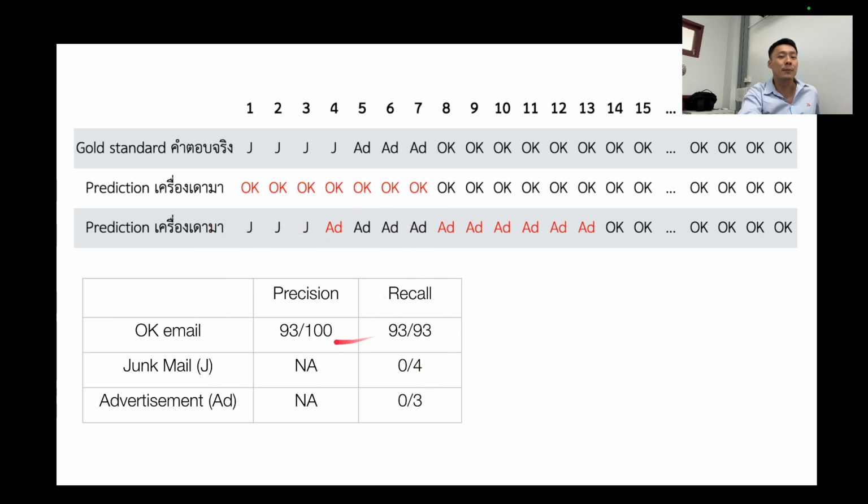You get this number and you know instantly by math that this system never gives you junk mail. This system never gives you ads, and that's bad. So you don't have to look at this at all. When you train the model, it gives you these metrics, a precision and recall for each label, and you should be able to read them.